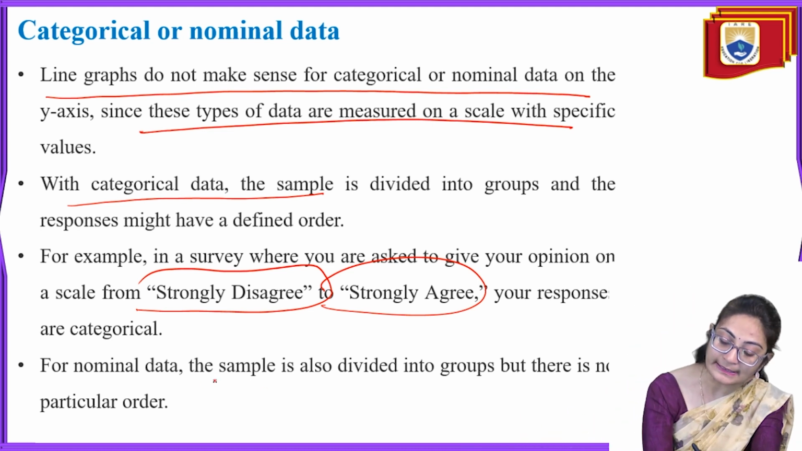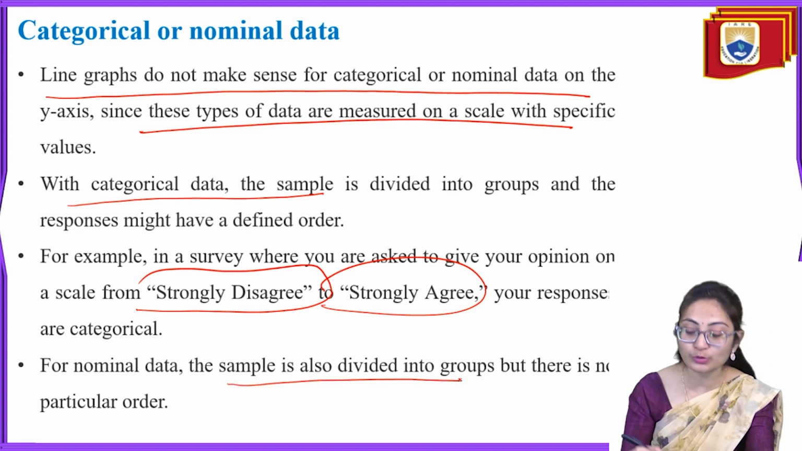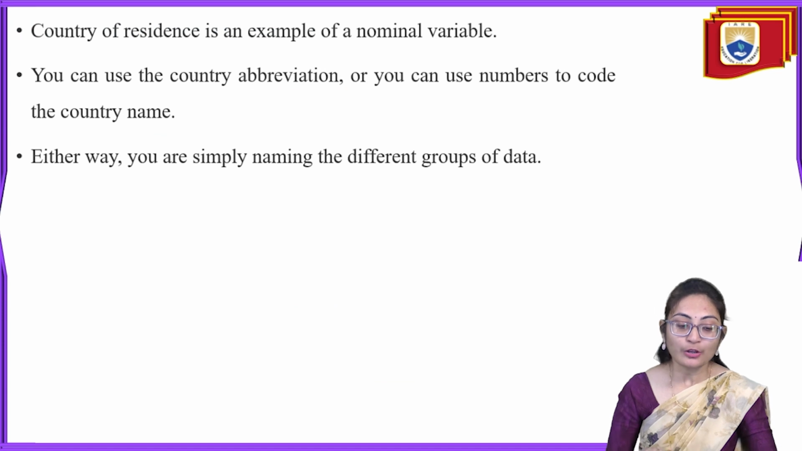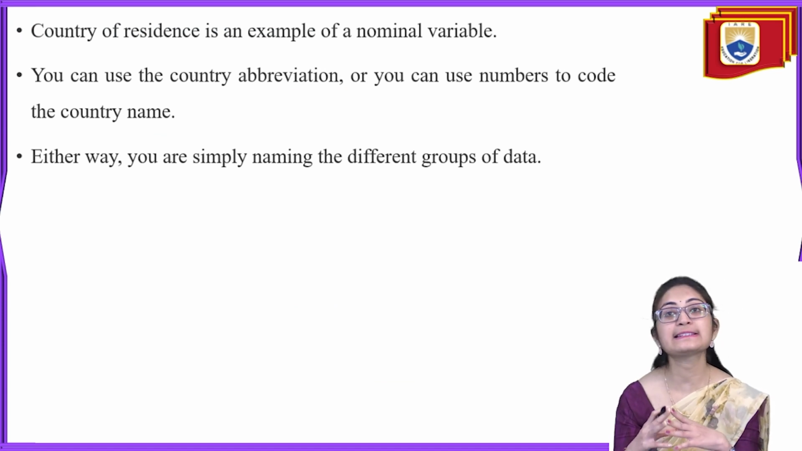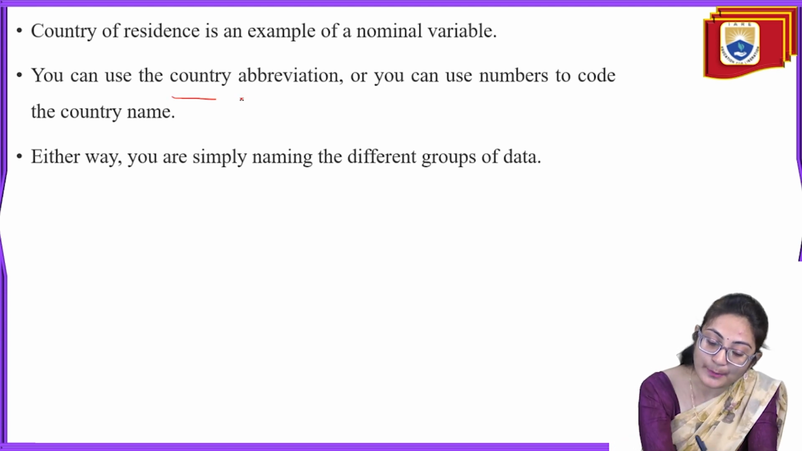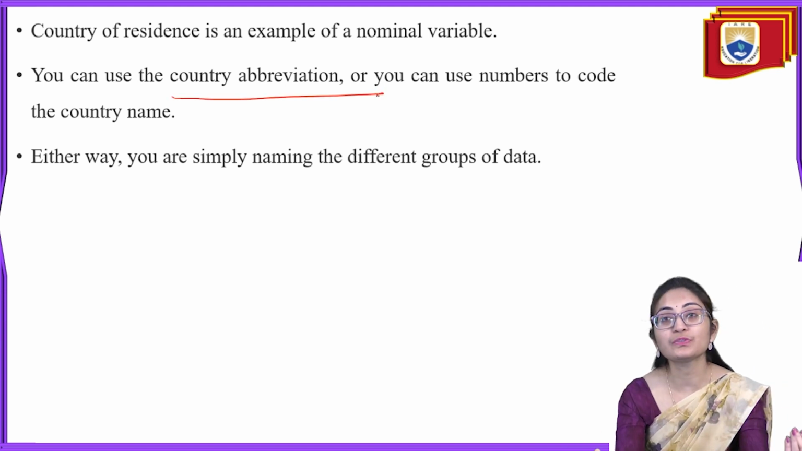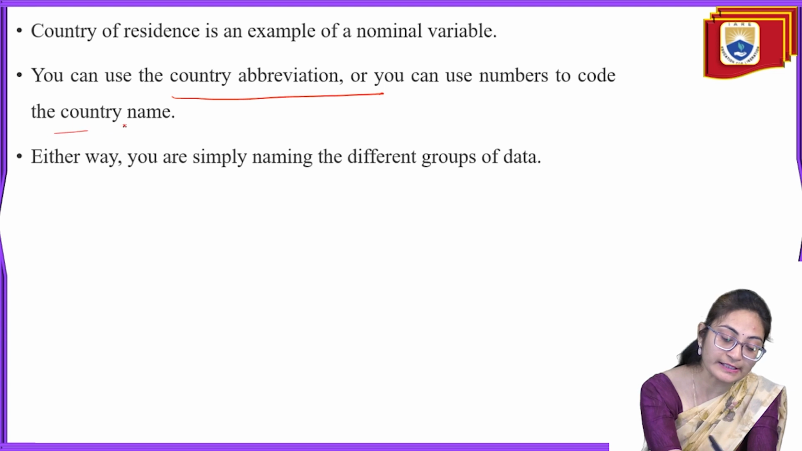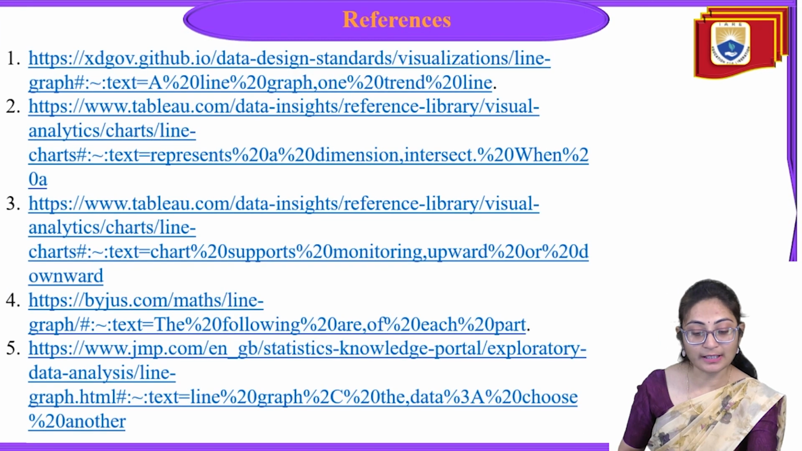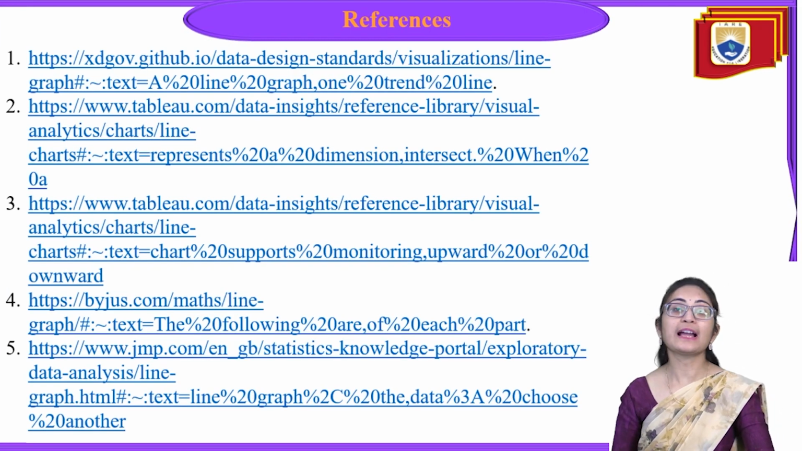For nominal data, the sample is also divided into groups, but there is no particular order. Country of residence is an example of a nominal variable, and you can use country abbreviations, or you can use numbers to code the country name. Either way, you are simply naming the different groups of the data. So this is all about line graphs.